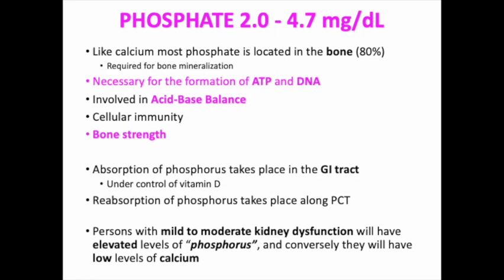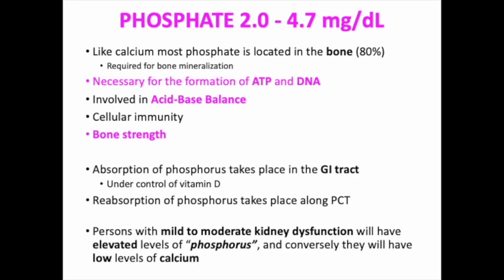Now we're going to move on to high and low levels of phosphate. So again, remembering that about 80% of phosphate is located in the bone, and it is required for bone mineralization. It's necessary for the formation of ATP and DNA, and it is involved in our acid-base balance, cellular immunity, and also bone strength. We absorb phosphorus in the GI tract under the control of vitamin D, which we saw in the PTH feedback loop. Reabsorption of phosphorus also takes place along the proximal convoluted tubules.